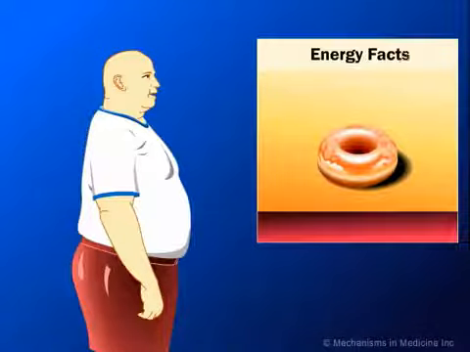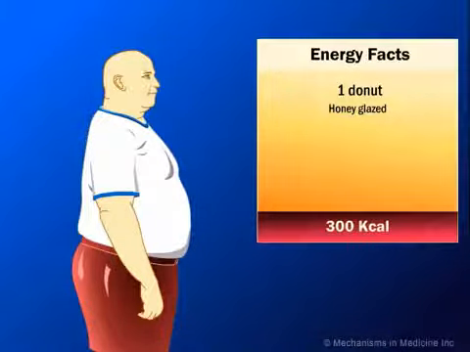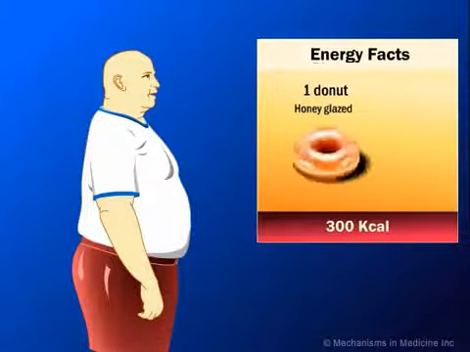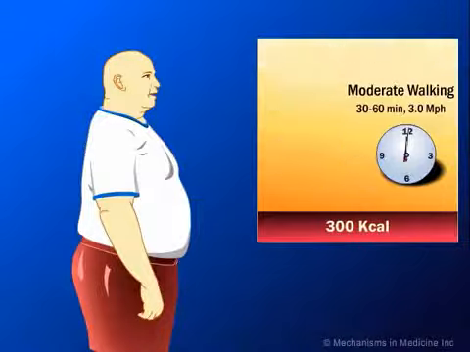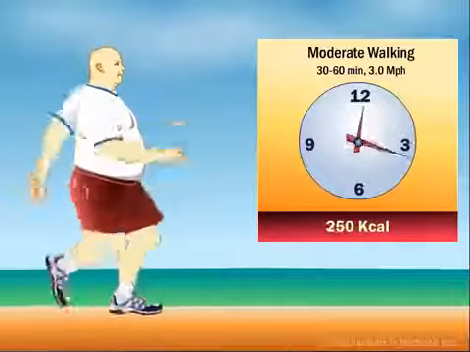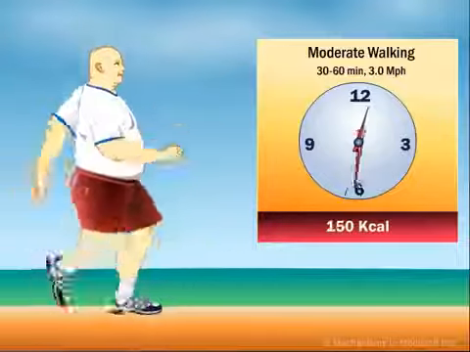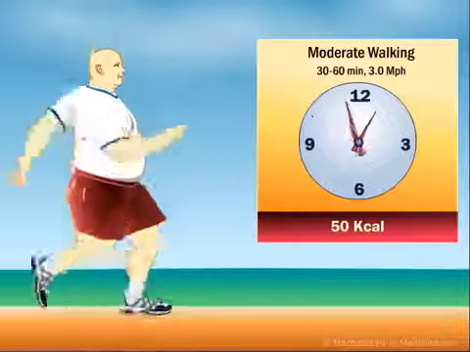One honey glazed donut is shown, which has approximately 300 kilocalories. The energy intake from the consumed donut is equal to the energy consumed by moderate walking for 30 to 60 minutes at 3 miles per hour. If an individual walks for an hour at 3 miles per hour, they will expend approximately 300 kilocalories, the same as what was contained in the consumed donut.